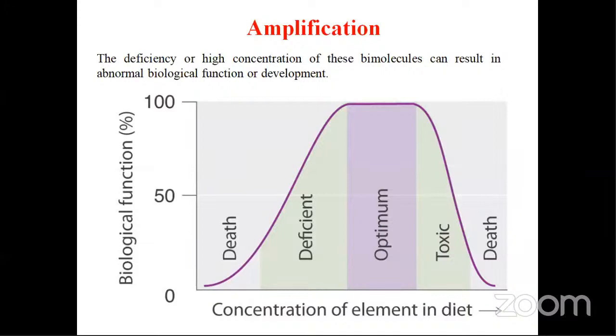As I said, the deficiency or high concentration of these biomolecules can result in abnormal biological functions or developmental problems. You can see that either low concentration or high concentration of these amino acids can lead to death or abnormal biological functions. So to maintain the optimum concentration is very important. How do we identify the optimum concentration in biological samples? That is very important.